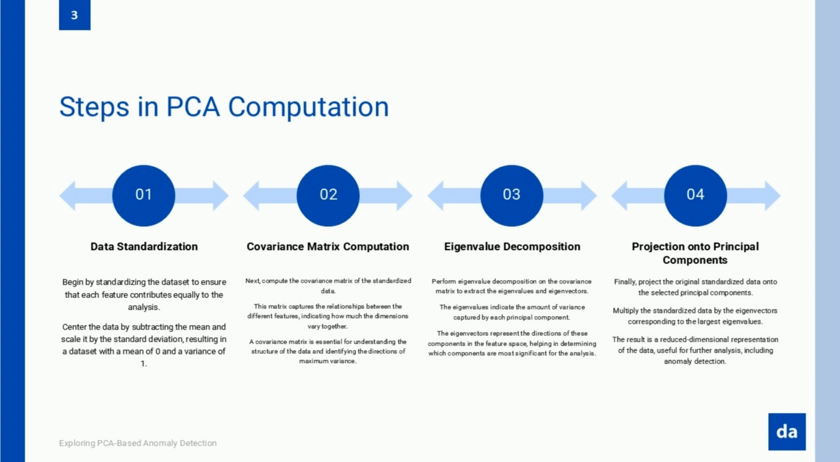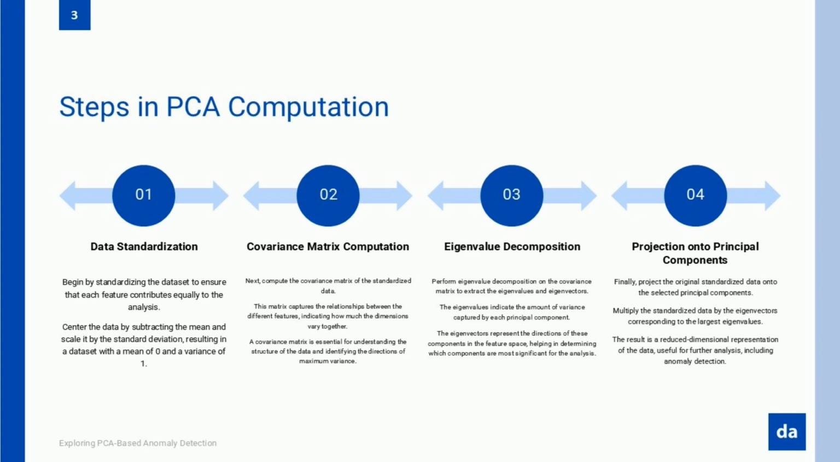Now comes the decision of how many principal components to keep. Keeping all components defeats the purpose, and keeping too few might mean losing valuable information. The trick is to select enough components to capture most of the variance while ignoring insignificant ones. A common rule of thumb is to retain the first k components that explain at least 95% of the variance. This is often determined using a scree plot, which visualizes the eigenvalues and helps pinpoint the optimal number of components.